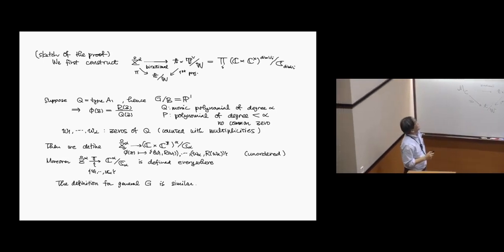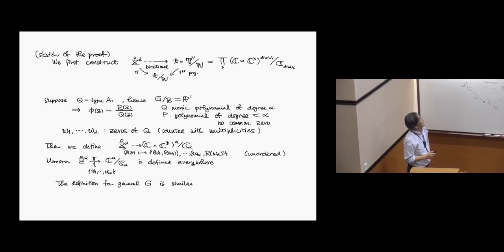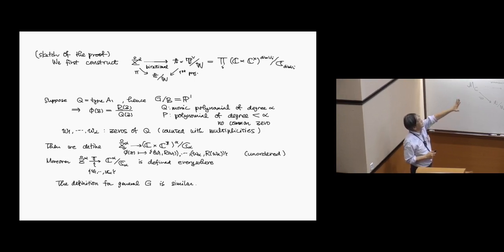And for type A1, the flag variety is P1. Then the best holomorphic map from P1 to P1 is this rational function R(z) over Q(z). Q is a monic polynomial of degree alpha, and P is a polynomial of degree less than alpha, because we have the condition that at infinity, if z is infinity, this should go to zero. So this is the based map condition.